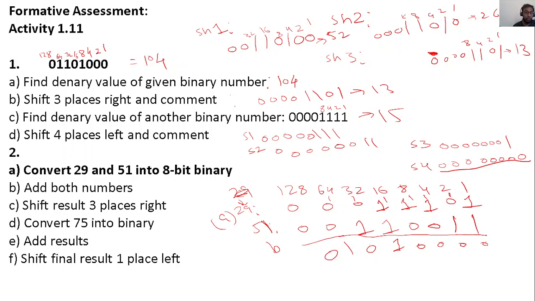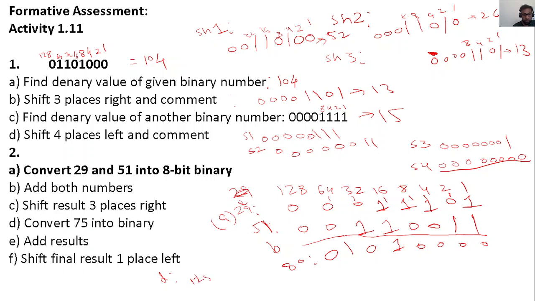So this number is our final addition. 29 plus 51 gives us 80. So this number represents 80. And next is to convert 75 into binary. Let's say it is another question asking to convert 75 into binary. Let's do it this way.